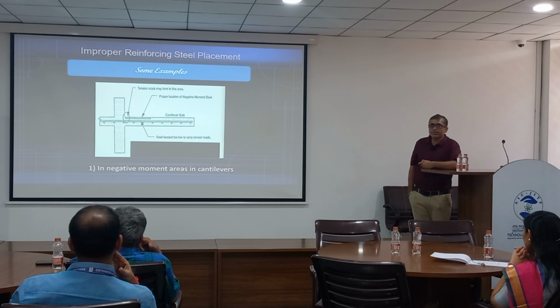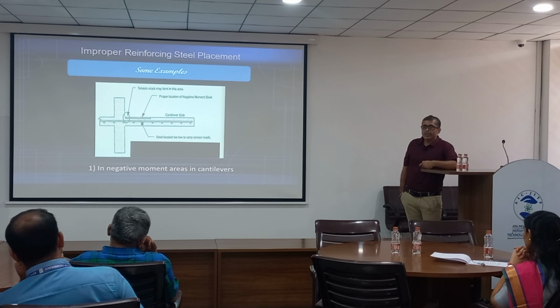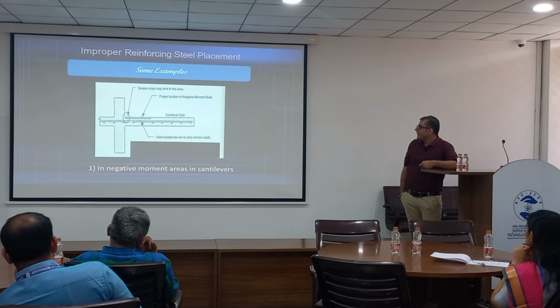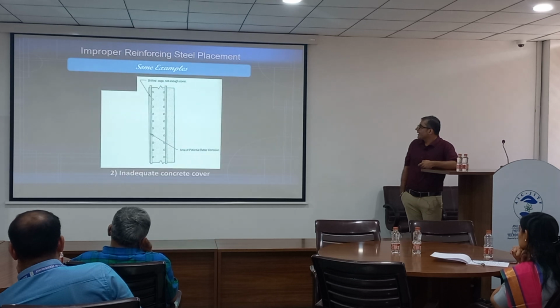Cracks or deterioration can also occur because of bad construction or poor construction practices. As you all know, in the case of a cantilever, the tension is at the top, because of the negative or hogging bending moment. So the placing of the reinforcement is very, very crucial. Improper location of the reinforcement for the negative bending moment can lead to cracks, especially at these junctions. So we have to be very, very careful with this.